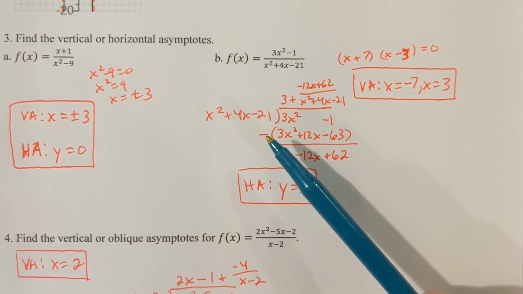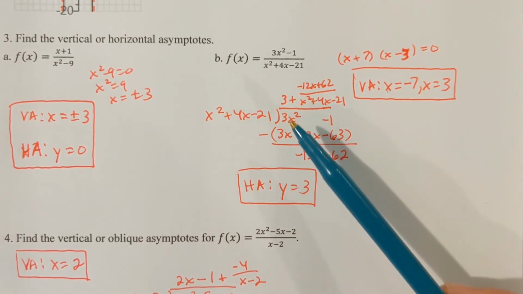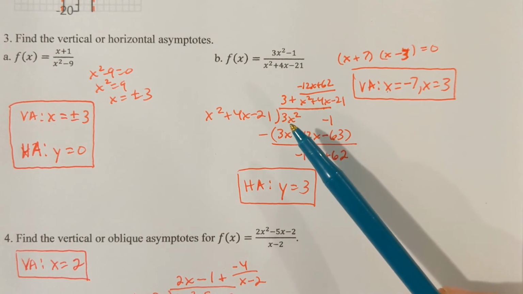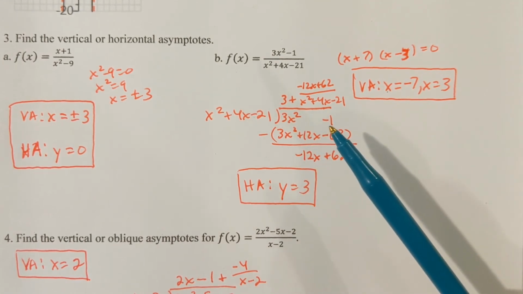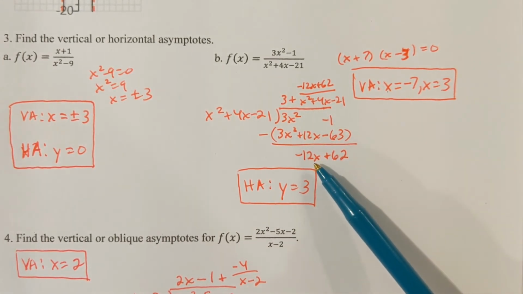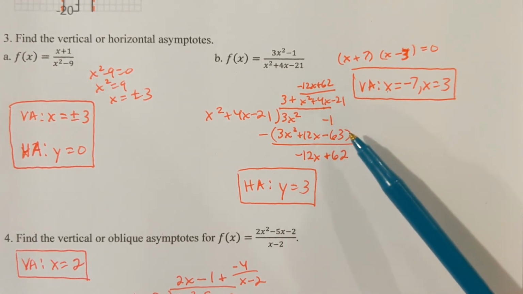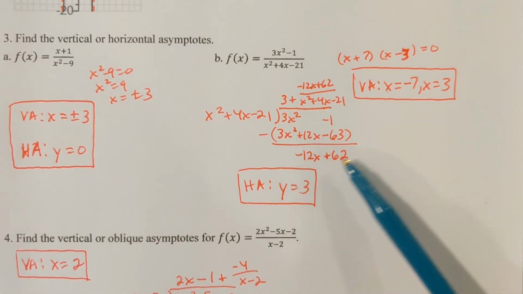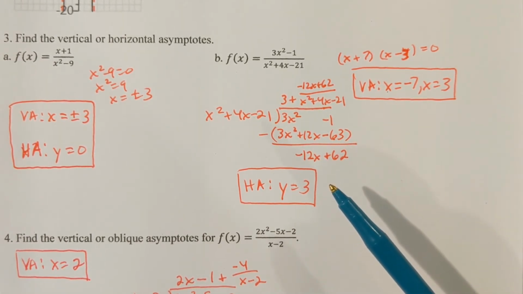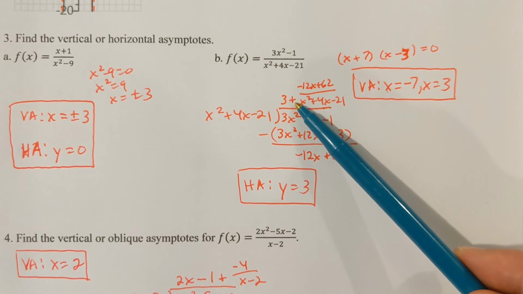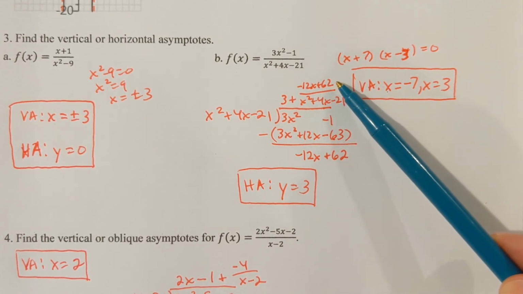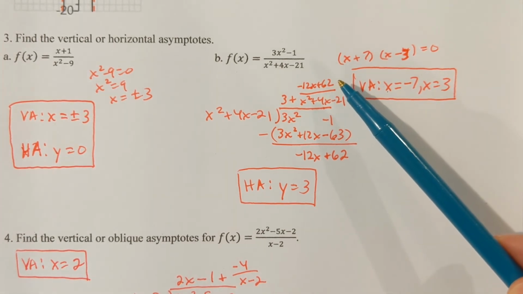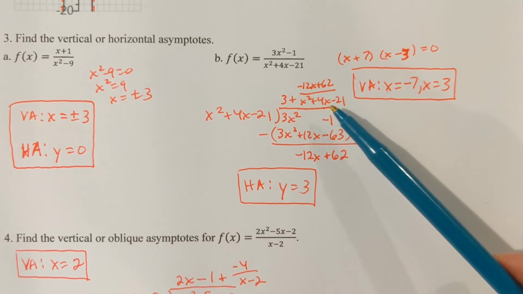When I subtract these expressions, 3x squared minus 3x squared is 0. 0 minus 12x is negative 12x, and then negative 1 plus 63 is 62. I am done dividing, and so my leftover is always going to be a fraction that I'll be adding to the quotient. The fraction that we want here is negative 12x plus 62 over x squared plus 4x minus 21.